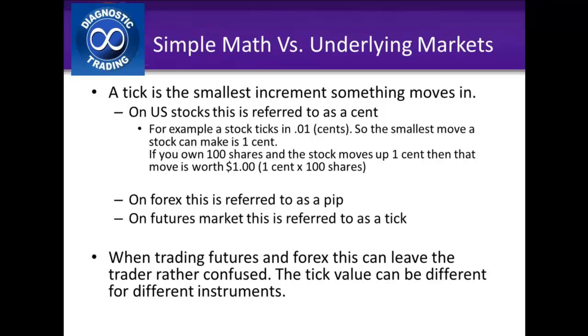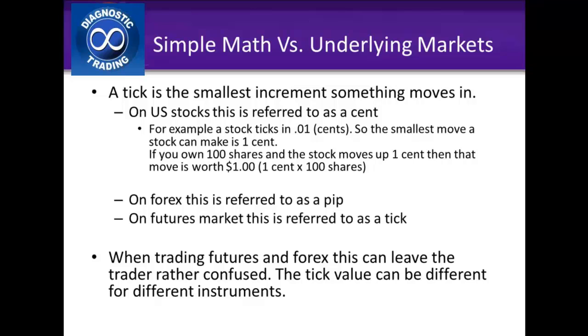So now let's talk about how the spread price actually moves. It's really nice because when you look at other markets, you have to understand that a lot of times the math can be complex, but with Nadex, the math is really, really simple. A tick is the smallest increment something moves in. For instance, on a US stock, we call a tick a penny or a cent. So a stock ticks in 0.01 cents, right? So the smallest move a stock can make is 1 cent. Therefore, 1 cent is a tick because that's the smallest move it can make.